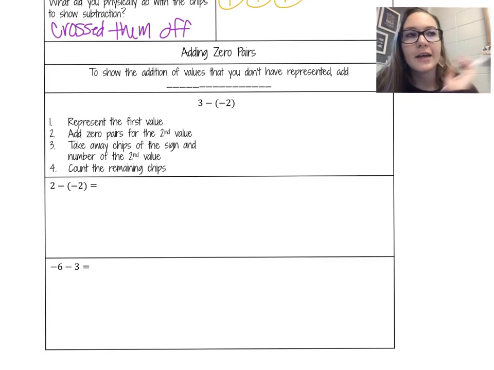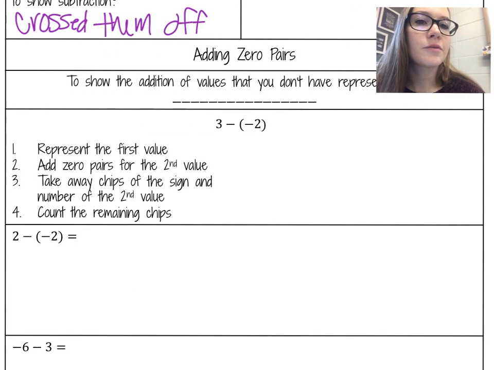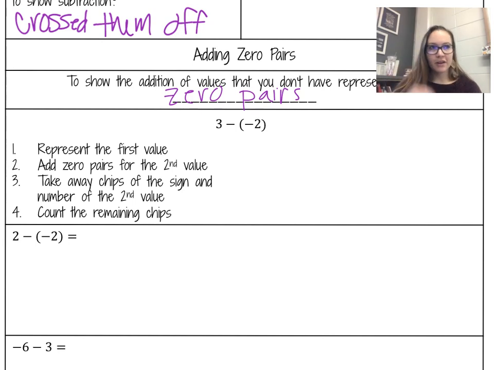So if I have values that aren't represented and I want to show that, I'm going to add 0 pairs. I'm going to make him bigger so I can write better. So we're going to add 0 pairs. Right? Because if I'm adding a 0 pair, it's like adding 0 because those 2 can cancel each other out.